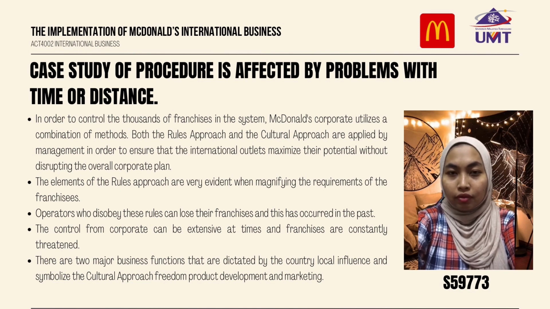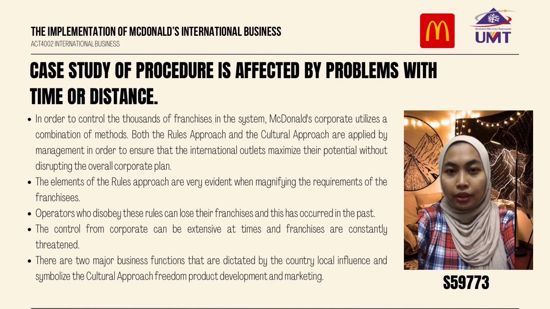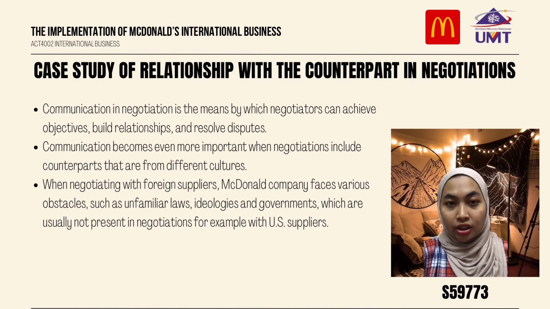There are two major business functions that are decided by the country: product development and marketing, which symbolize the cultural approach, local influence, and freedom. Communication in negotiation is the means by which negotiators can achieve objectives, build good relationships, and resolve disputes. Communication becomes even more important when negotiation includes counterparts that are from different cultures. When negotiating with foreign suppliers, the McDonald's company faces various obstacles such as unfamiliar law, ideologies, and government, which are usually not present in negotiation, for example, with a US supplier.